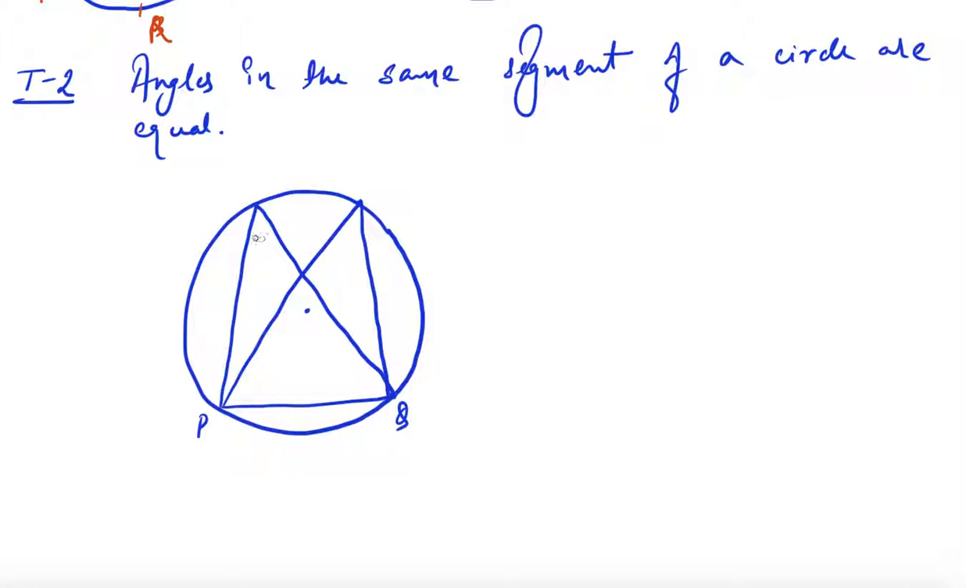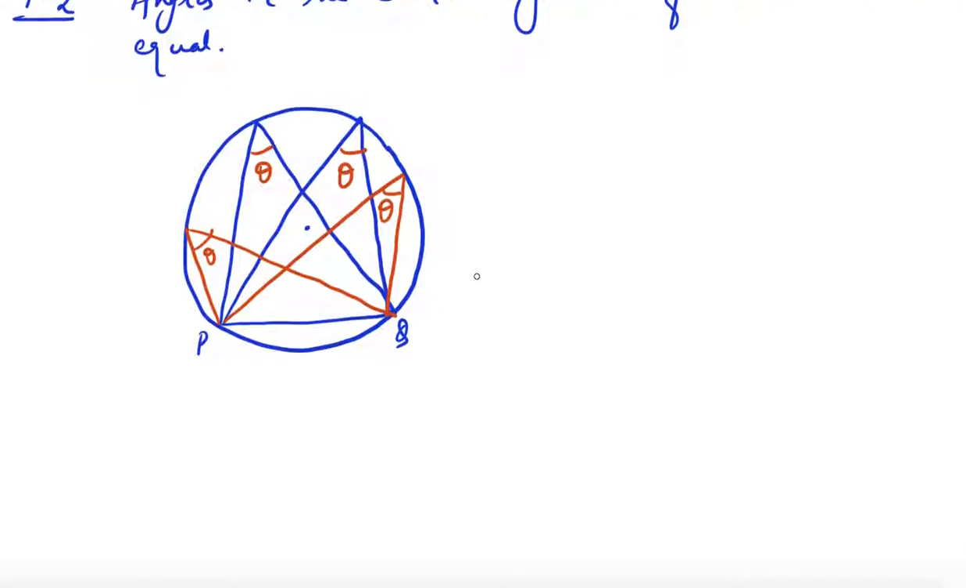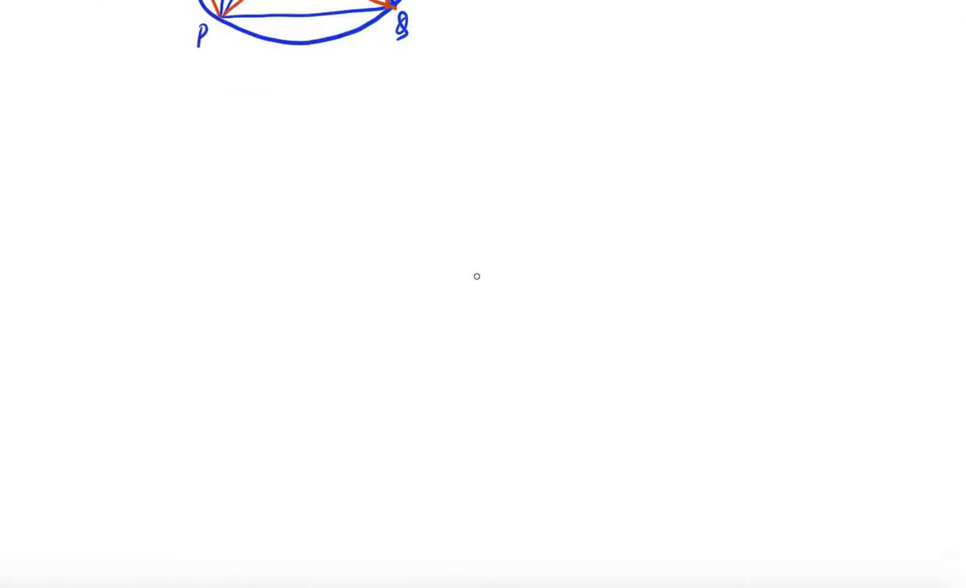So it says that if this angle is theta, then this angle will also be theta. And whatever you draw, that angle will always be the same, theta, on the same segment. Even this will be theta. If I draw here an angle at the same points P and Q, this angle will also be theta, and so on. The proof of the second theorem is relatively easier. So let us start with the proof of the first theorem.